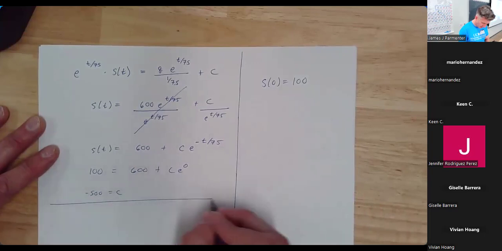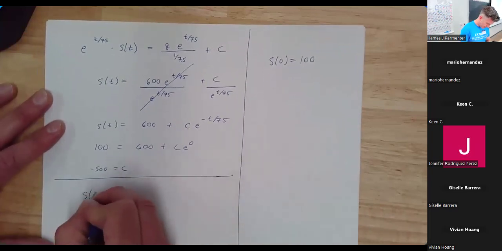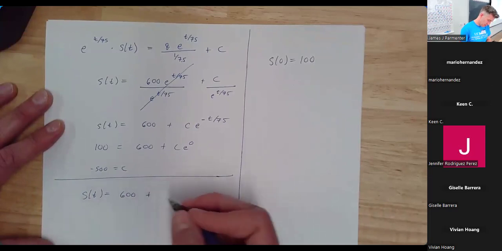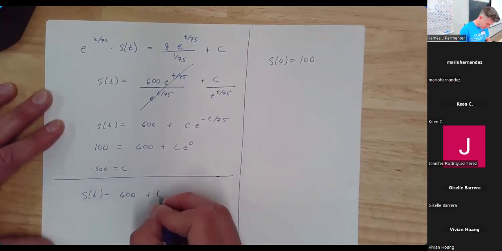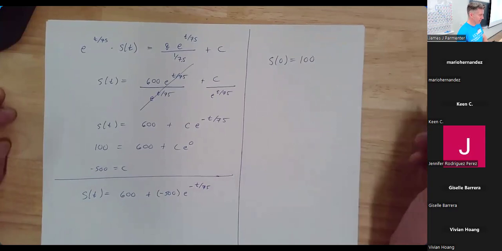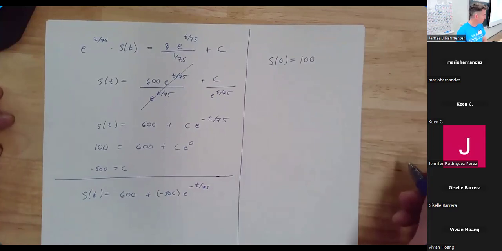So our final answer is that S of T is equal to 600 plus, sorry, I wrote a plus already, so I'll write plus negative 500 e to the negative t over 75. That's kind of terrible though. You should just write 600 minus 500 e to the negative t over 75.